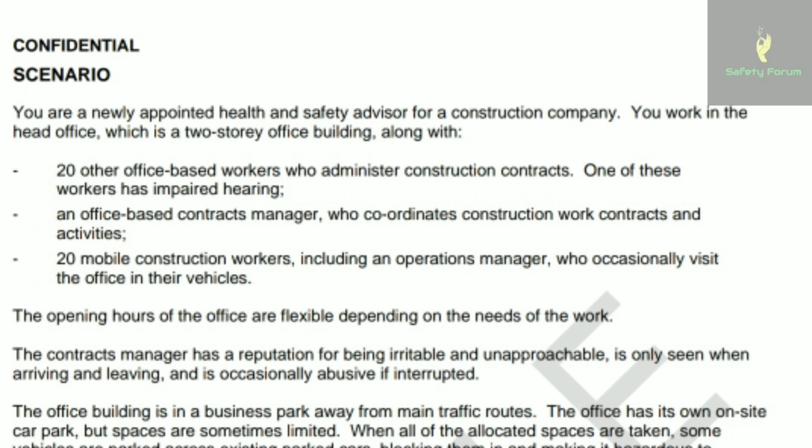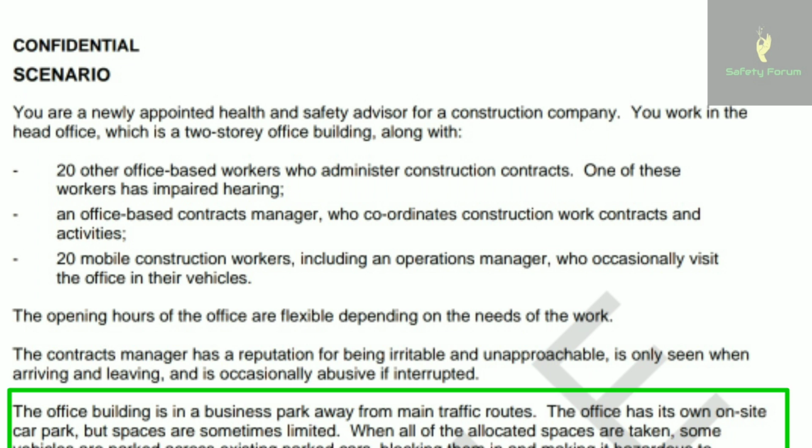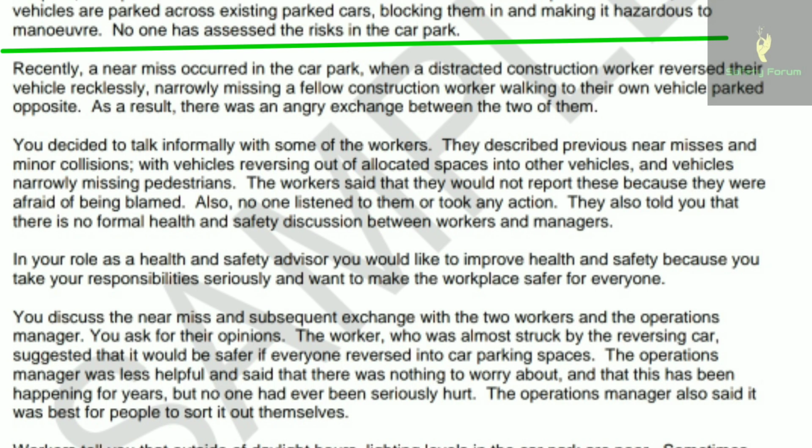Now in the next statement, you can expect some questions like: the office building is in a business park away from main traffic routes. The office has its own on-site car park, but spaces are sometimes limited. When all of the allocated spaces are taken, some vehicles are parked across existing parked cars, blocking them in and making it hazardous to manoeuvre. No one has assessed the risk in the car park.